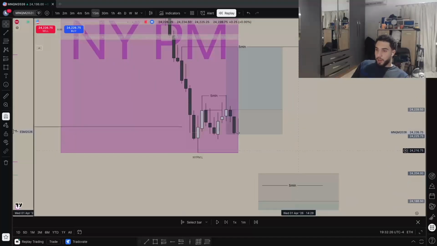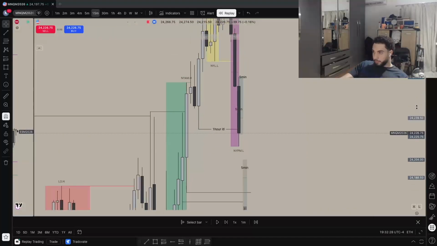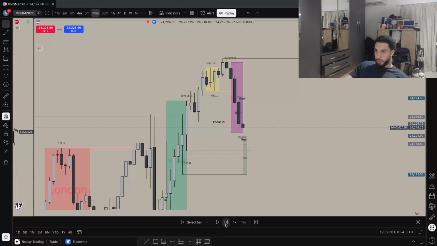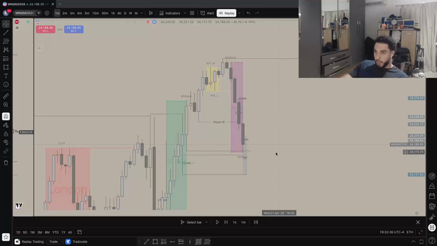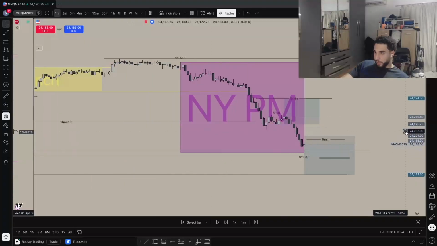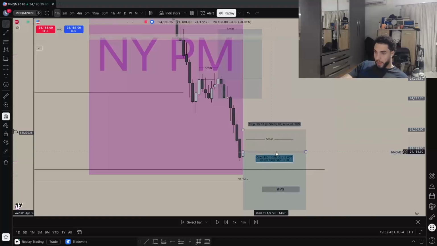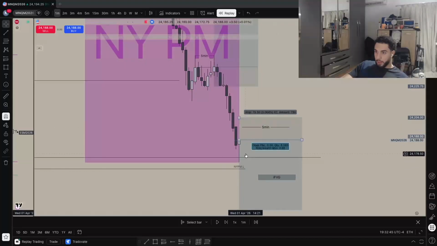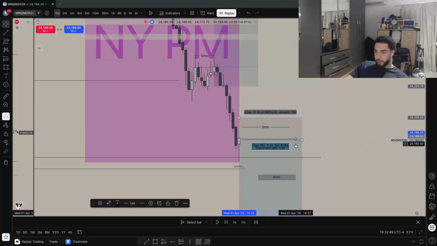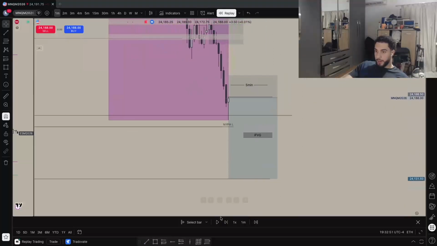After that, I saw that we still wanted to go lower. We were still displacing lower and lower and lower. And we wanted to come out and take these lows right here. This 15-minute low right here. So what did I end up doing? I ended up placing a limit order right here and got filled right there.